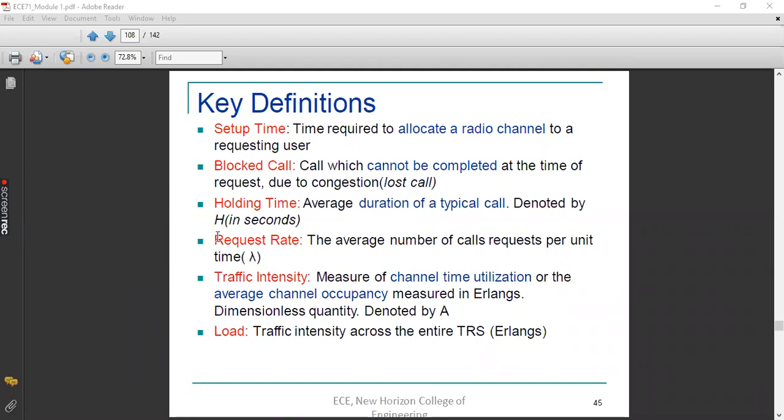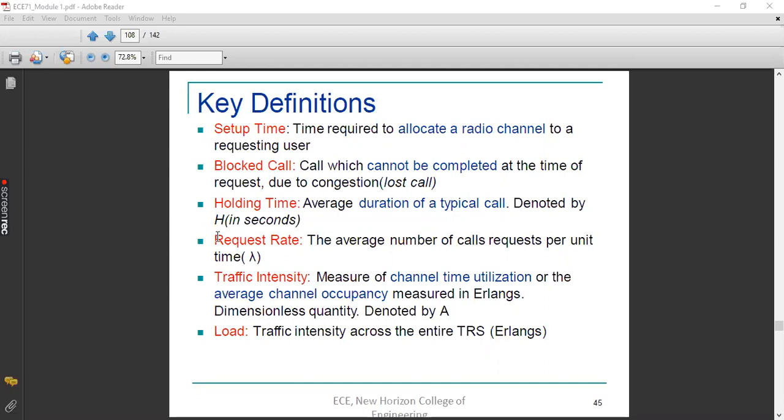So during that entire 1 hour, assume that that particular channel is busy. Then the traffic intensity is 1 Erlang. This means that particular channel is occupied for the entire duration. I repeat, you have 1 hour as the observation period to observe a particular channel, and this particular channel is busy for that entire duration. The call has not been terminated at all, which means that the channel is busy for the entire duration, and hence we can say that the traffic intensity of that particular channel is 1 Erlang.